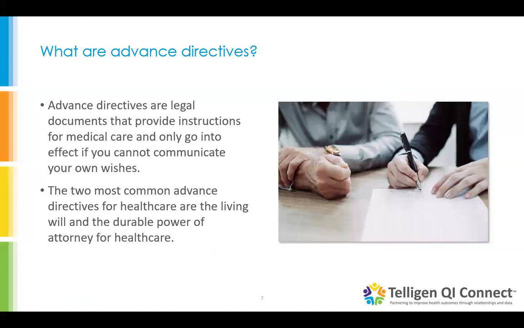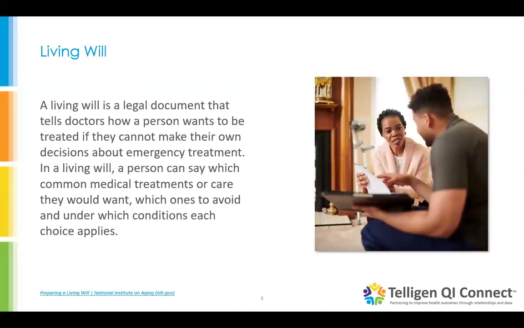In the event that one is not able to communicate, the legal documents that give their instructions for medical care are called advanced directives. These include who will be the durable power of attorney for healthcare and the living will, which will tell a medical team how a person wants to be treated in emergency situations.